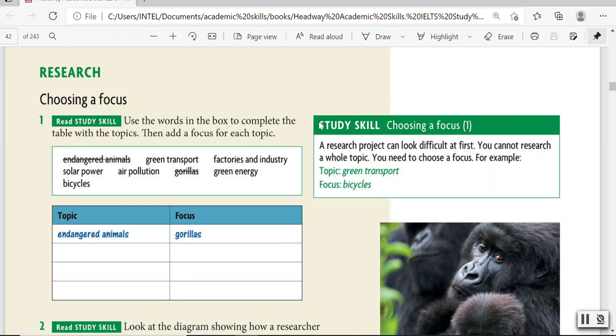In here we have the study skill box. Let's read it together. A research project can look difficult at first.